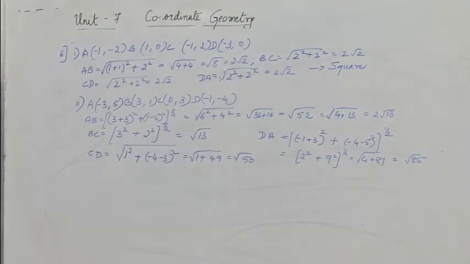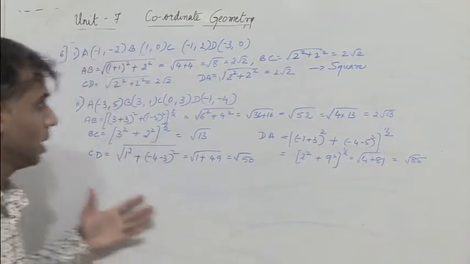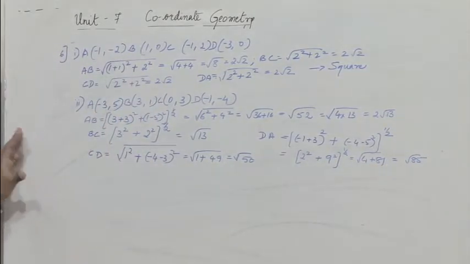Right? Now what do we observe? We find that all the sides AB, BC, CD and DA, they are all unequal. So they do not form any specific four-sided shaped structure. So all the four sides are unequal.